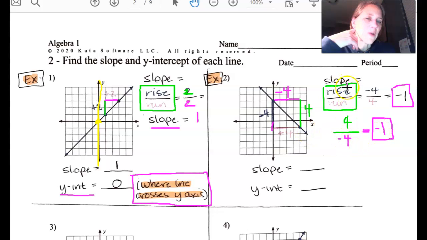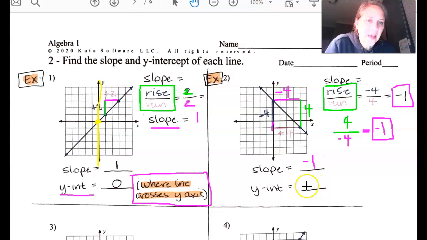You just have to make sure the rise goes on the top and the run goes on the bottom. It's to show you that it doesn't matter if you start on the bottom point and go up and then over to the other point, or if you start at the top point and go down and then over to the other one. Either one is fine. You just need to have the rise on the top, so the up and down on the top and the left to right on the bottom. So we know that our slope is -1 based on what we just did.